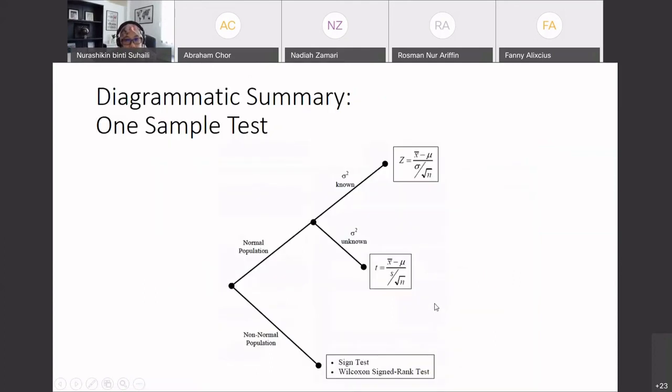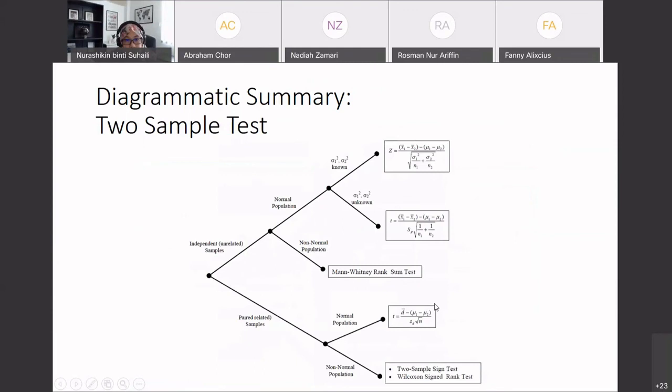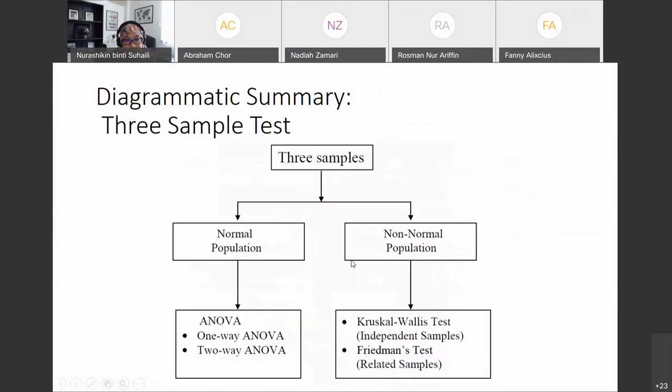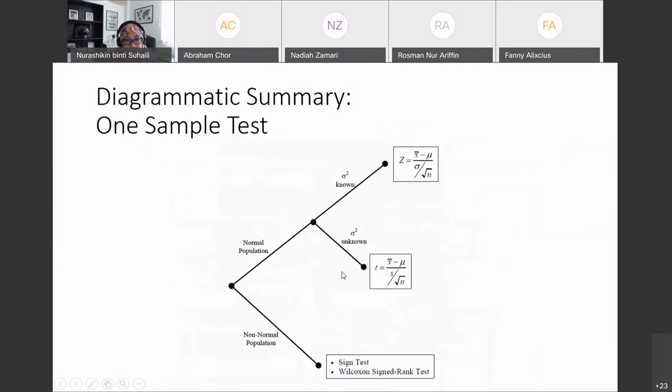Okay, this is just to summarize the tests that we will cover in the following LUs. We will cover parametric and non-parametric tests for one sample, two samples, and more than two samples. Let's have a look at the one sample test. What is meant by a one sample test? We are analyzing one sample compared to the population. So that is what is meant by a one sample test.